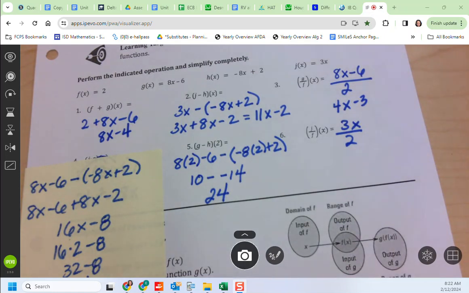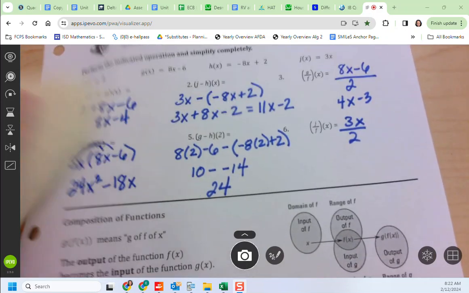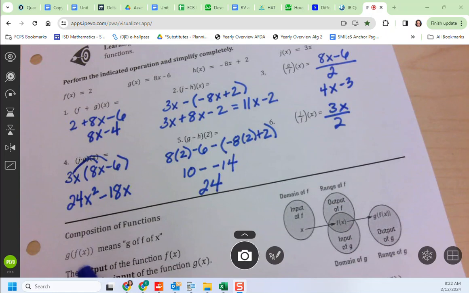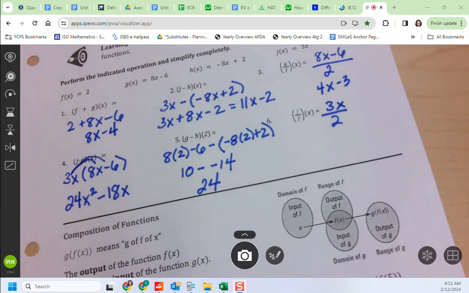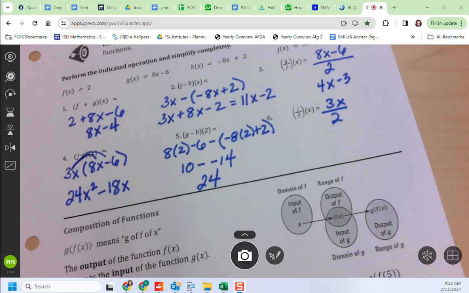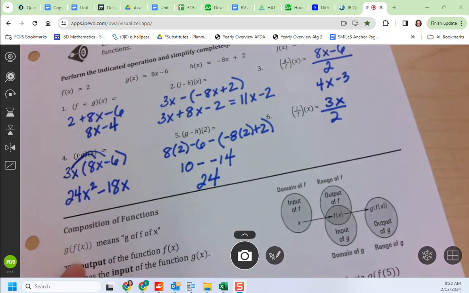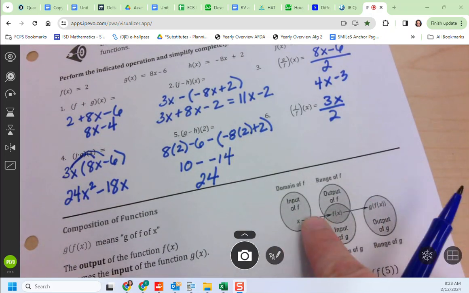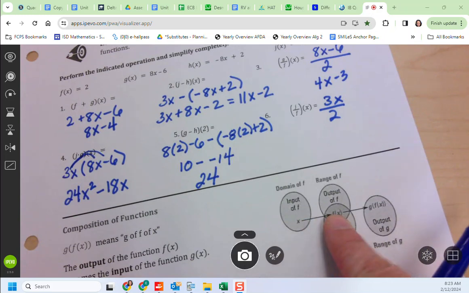Okay, now we get to the fun part. We get to the composition. Composition, g of f of x. This means that we're going to take function f and put it into function g. So you put an x into function f, and the output from that function becomes the input of the next function. And here's a picture. You put x into the function, the output becomes the input of the next function.